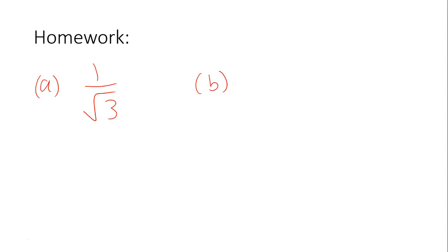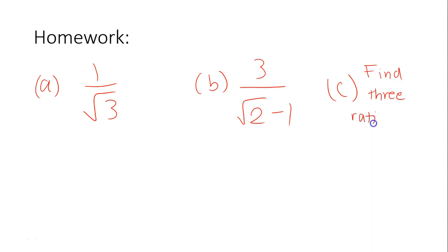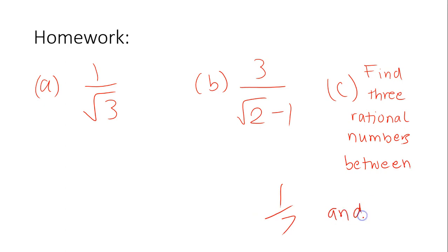And also, the next one is rationalize this. Just give me 2 seconds. And C, find 3 rational numbers between. Okay, what numbers? I'm going to find random 2 numbers that I think of. 1 over 7 and 1 over 11. Yeah, I think that's fair.